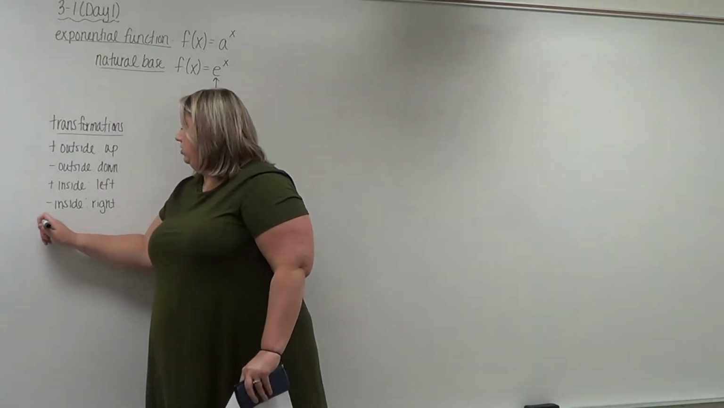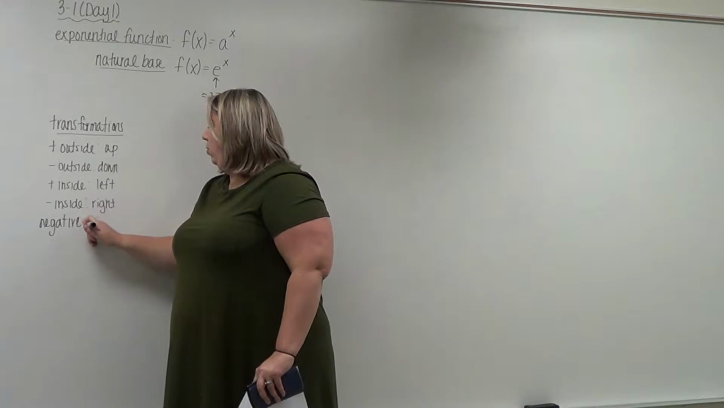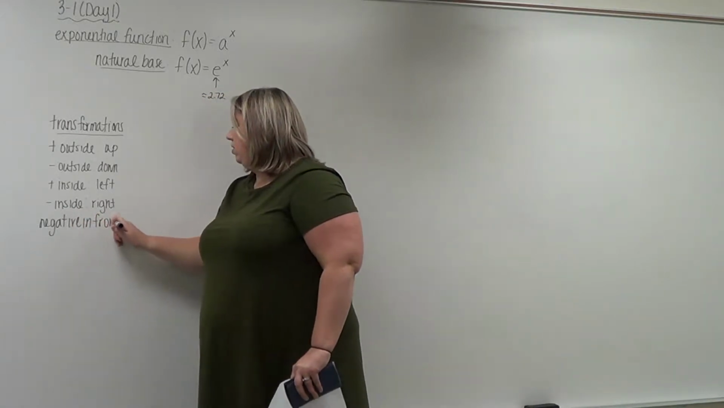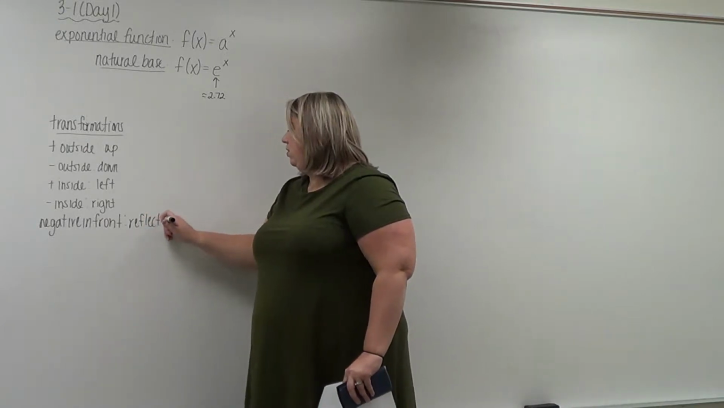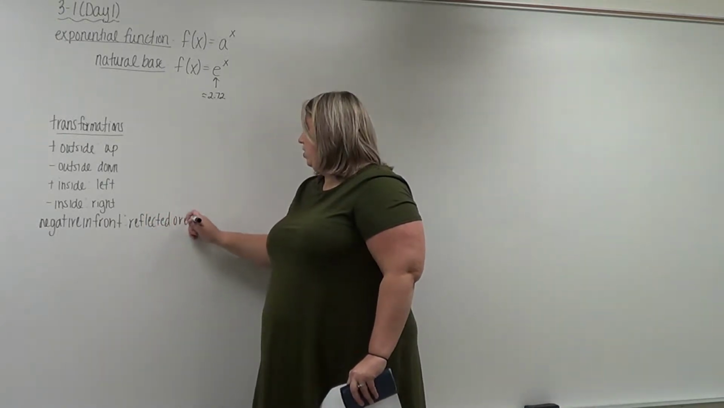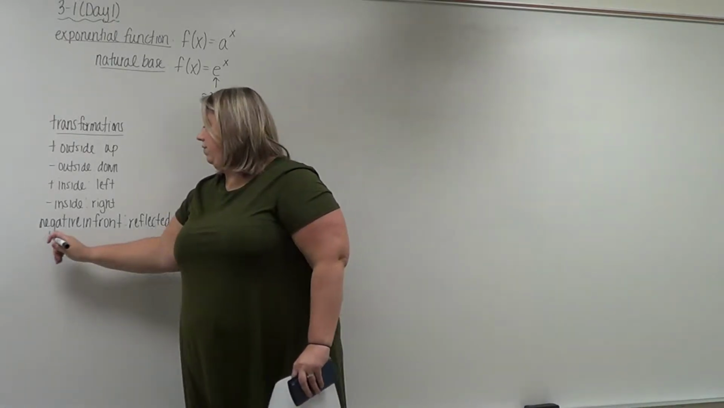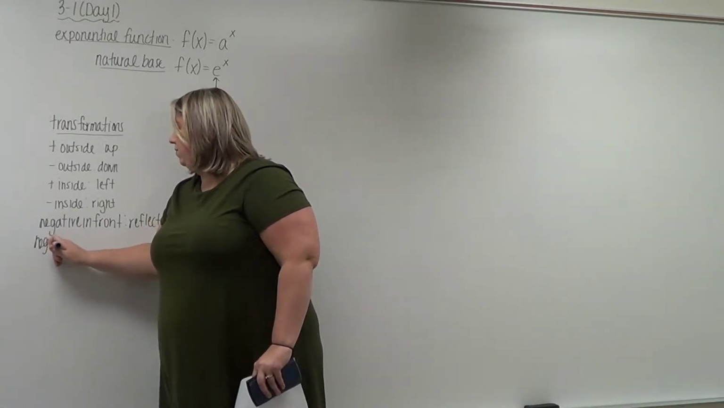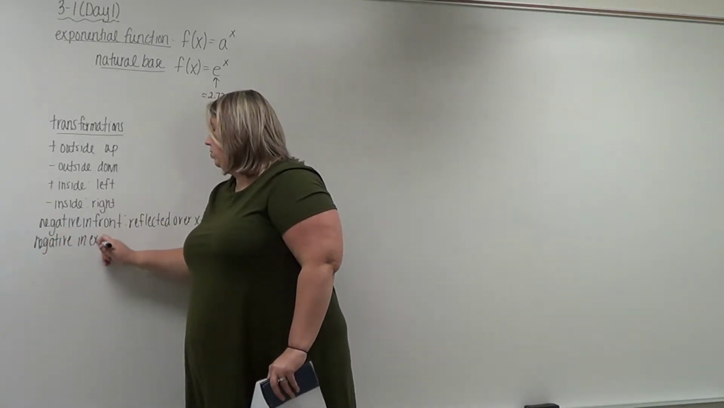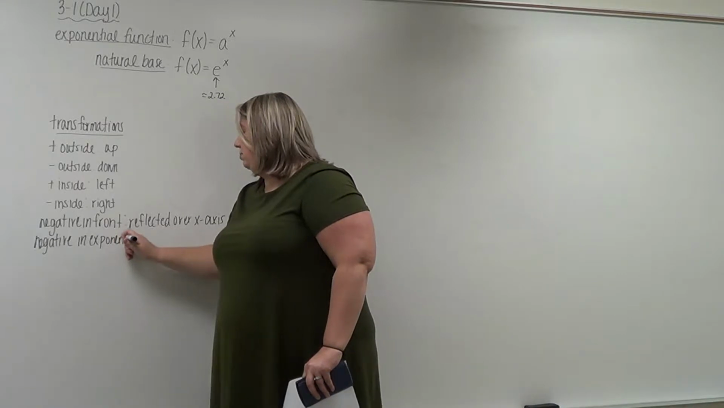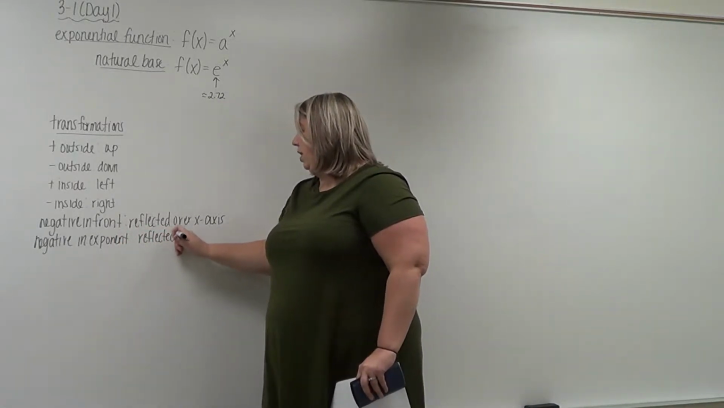Okay, and then your negative. If you have a negative in front of the whole thing, then that's reflected over the x-axis. And if there's just a negative in the exponent, not a minus sign, but a negative in front of the variable, that's reflected over the y-axis.